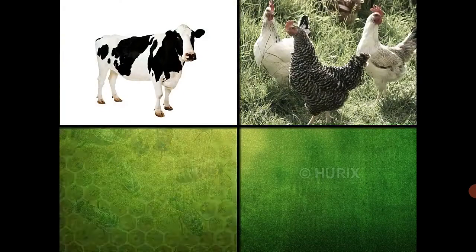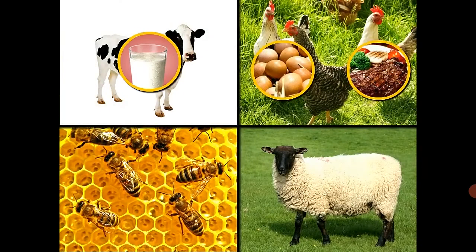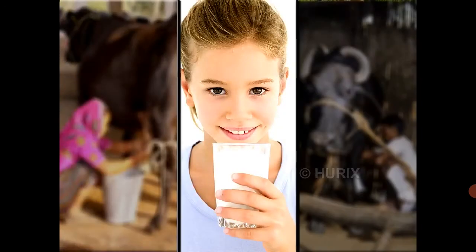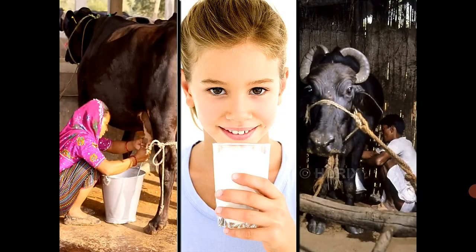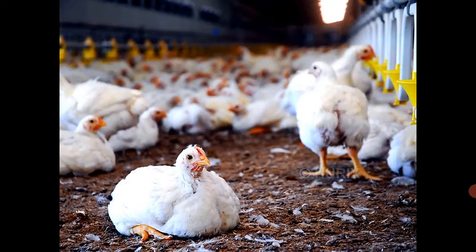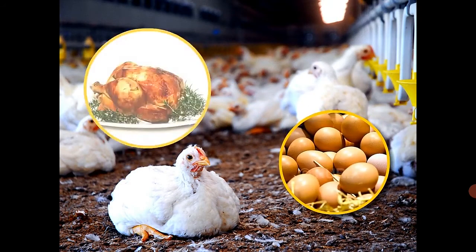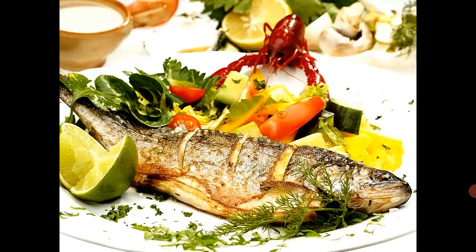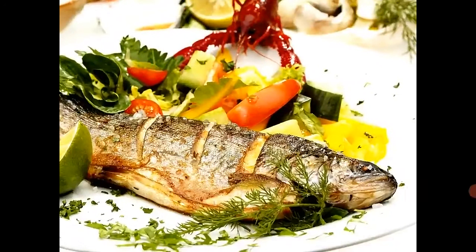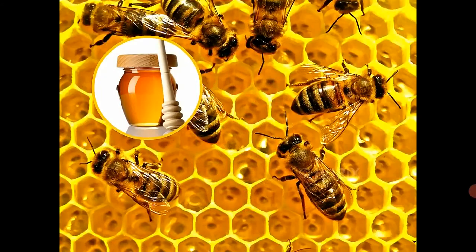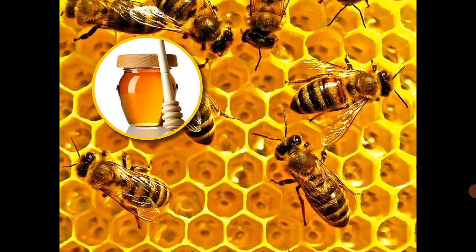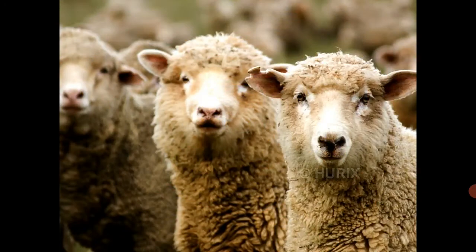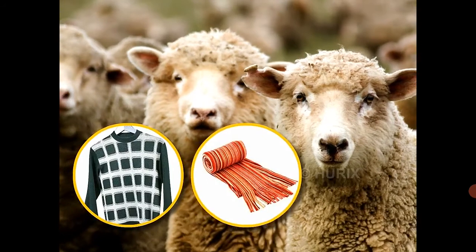Animals are a source of many essential products for us. Most of the milk we consume is obtained from cattle. Poultry is our main source of eggs and meat as well. Fish is the staple diet of most people living along coasts. Honey, made by bees, is used for a variety of purposes. The sweaters and shawls that keep us warm in winter are made from the thick hair of sheep.